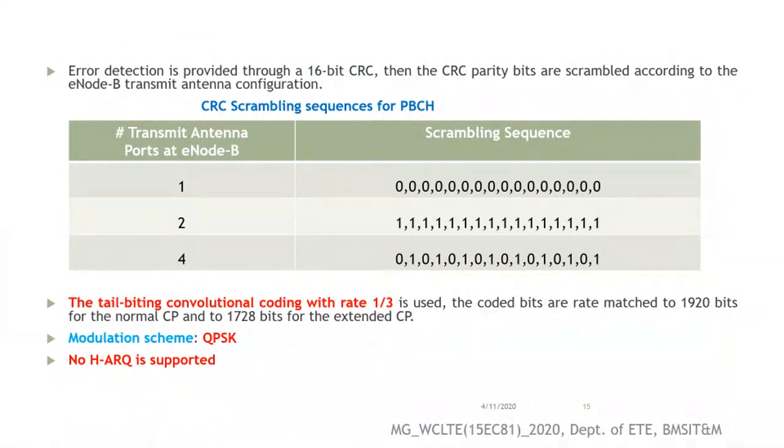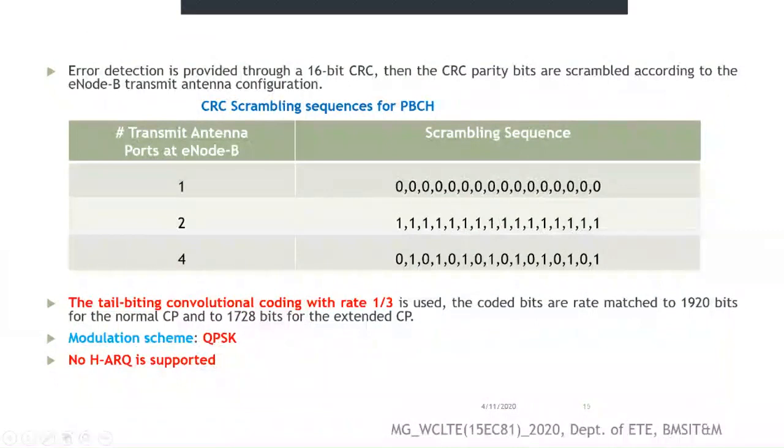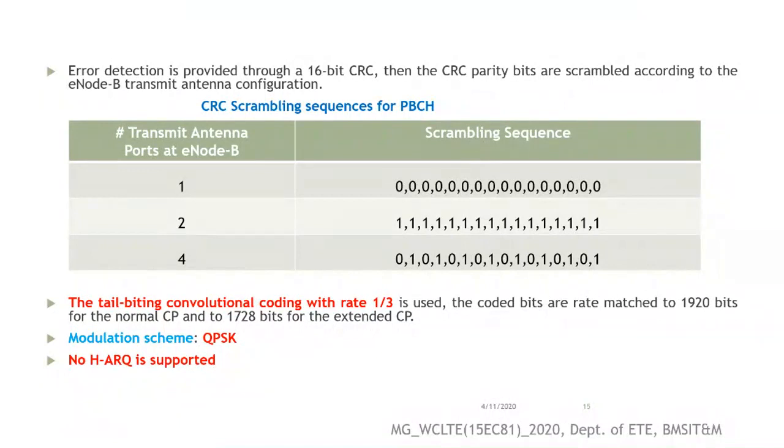So this will indicate the number of transmit antenna ports at eNodeB, 1, 2, or 4, and this is a scrambling sequence. Here it is 16 bits. For transmit antenna port at eNB 1, all 16 bits are 0. For 2, all 16 bits are 1. For port 4, it is alternate 0, 1, 0, 1, 0, 1 like that. So this is the 16-bit scrambling sequence used in PBCH.